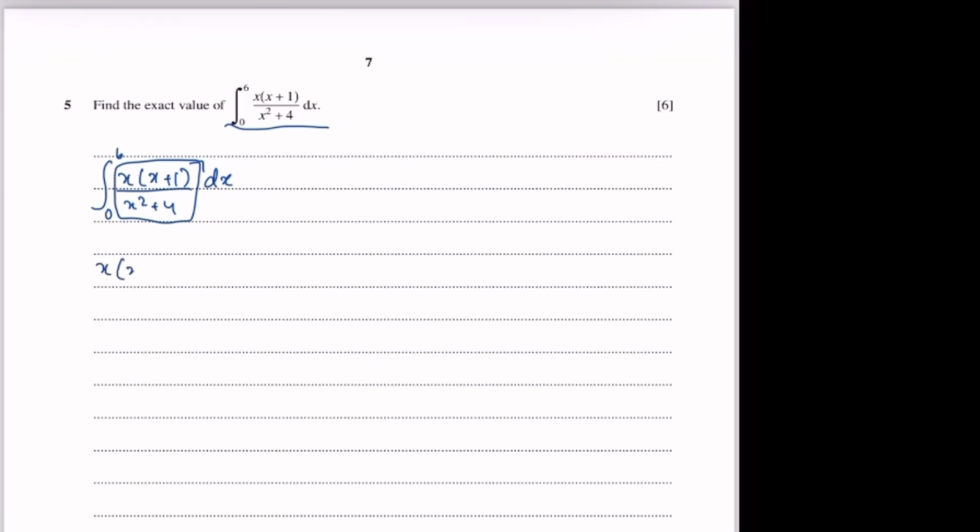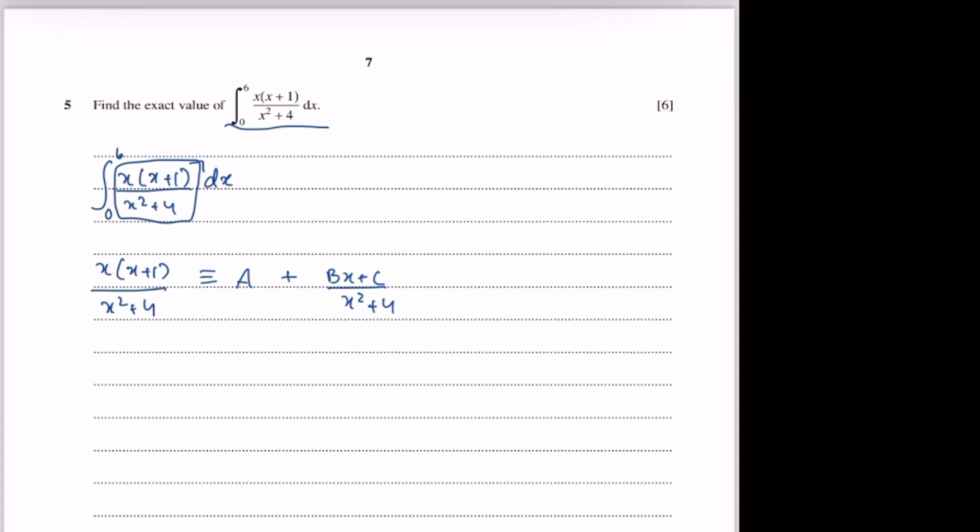So x into x plus 1 divided by x squared plus 4. We can see that this is basically an improper fraction because the degree of x is 2 in the numerator and in the denominator as well. So we will write it as a plus bx plus c upon x squared plus 4. This is the way to write it in partial fractions.